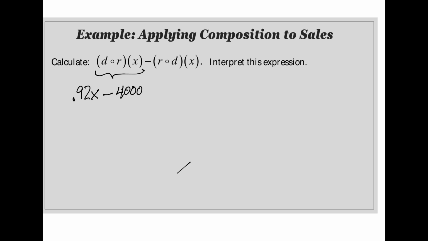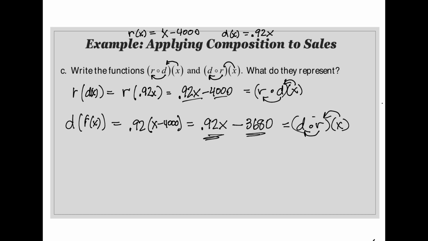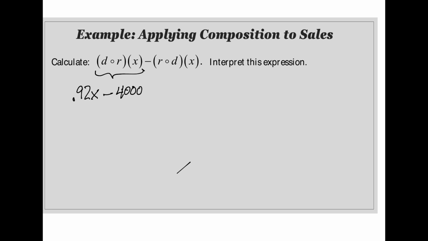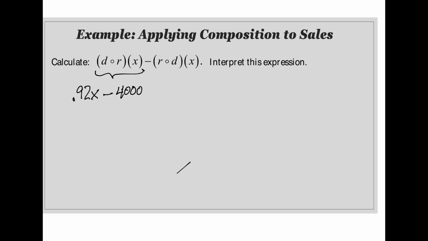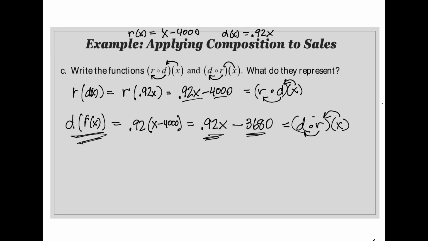Let me go back and make sure that was right. So the R of D of x, is that what we have there first? No, I'm sorry. The first one is D of R of x. That was the second one here. So I have that backwards. This one's doing the rebate first and then the discount. So that's 0.92x minus 3,680. Let me make sure that's correct. Yep.